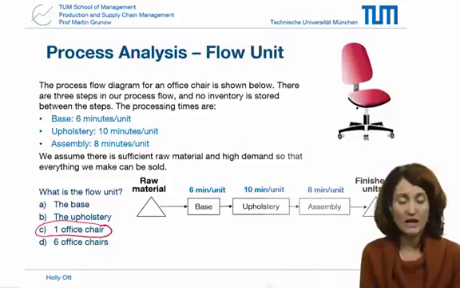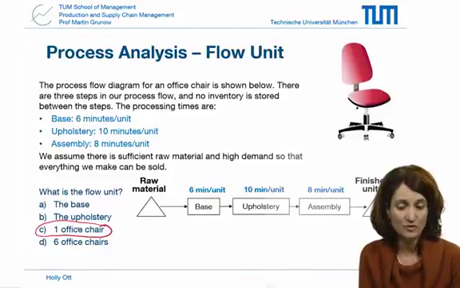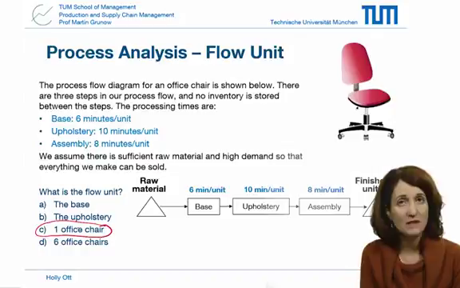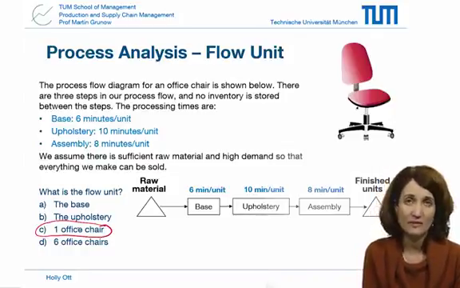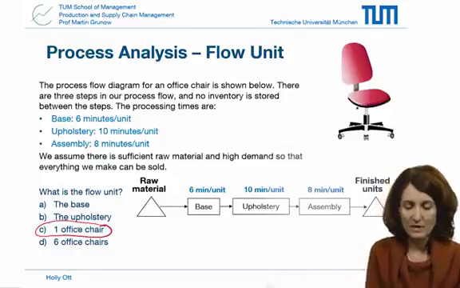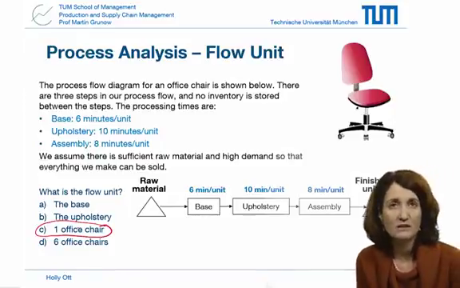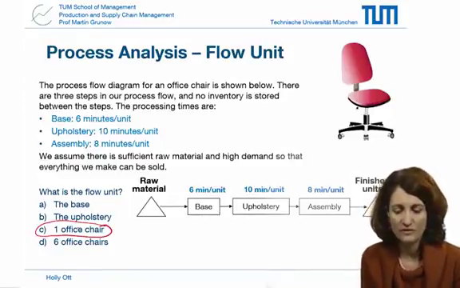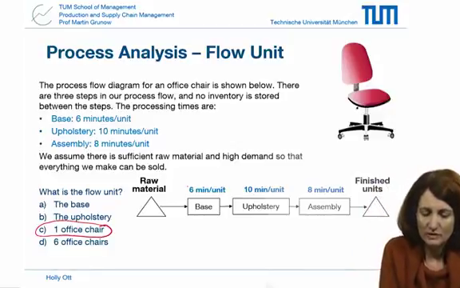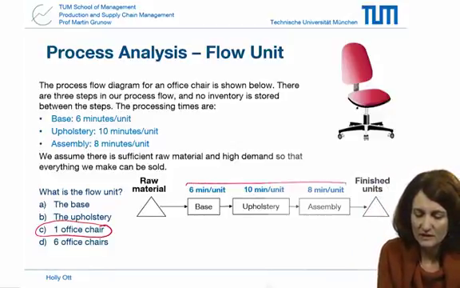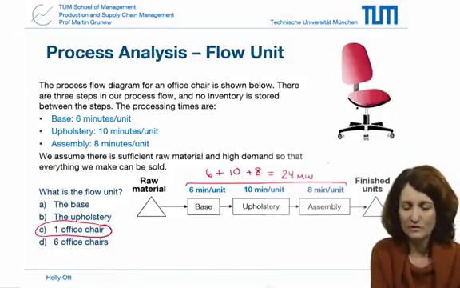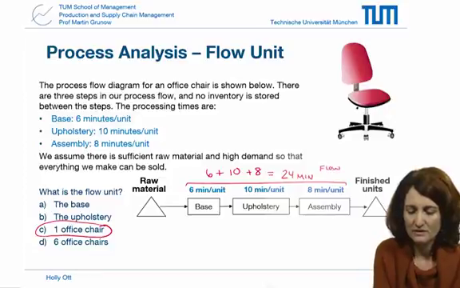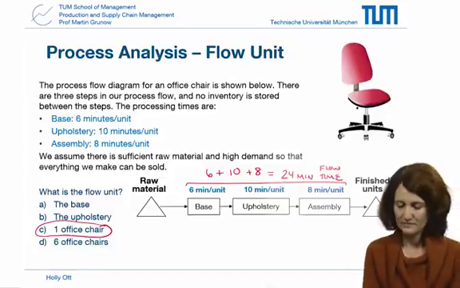And then we're interested in how long does it take our office chair to move through the process, and what is our process capacity? How many office chairs can we make per unit time? Maybe we can quickly answer the first one. How long does it take for your office chair to flow through the process? Well, this entire time is going to be 6 plus 10 plus 8. So you're looking at 24 minutes as your flow time through your process.